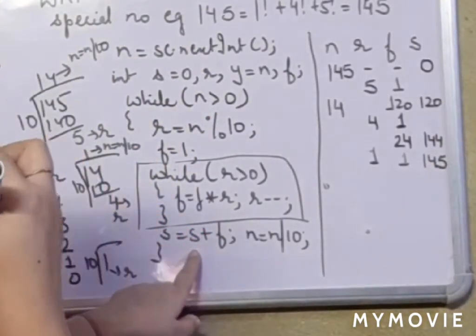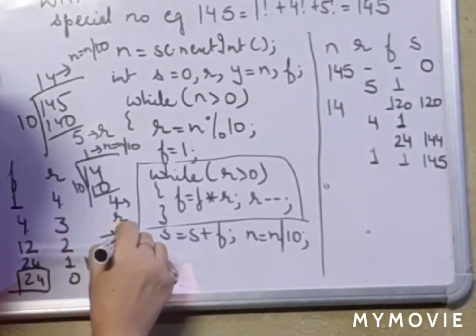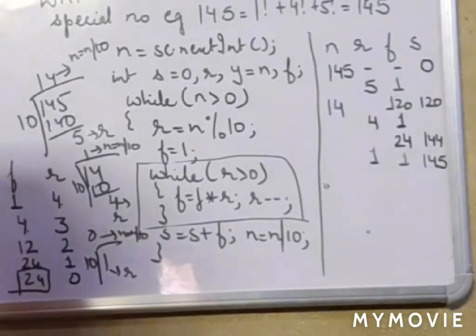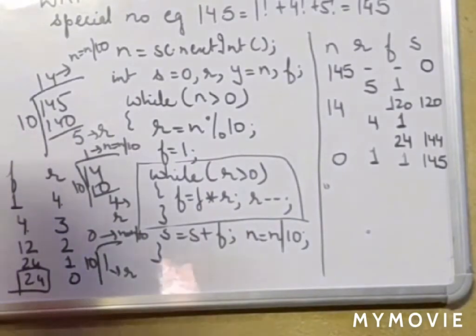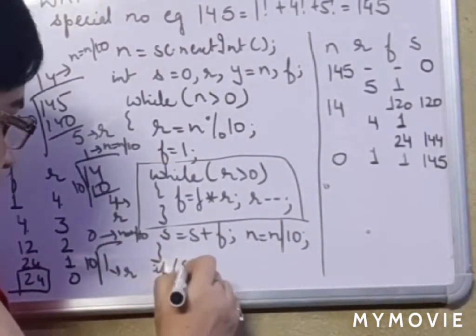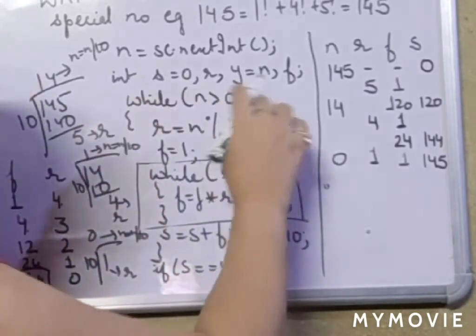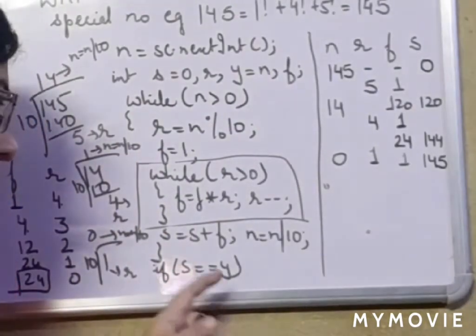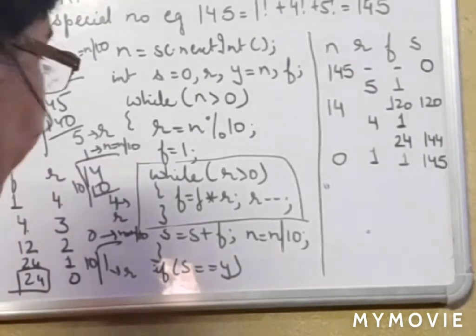So now we have got here 145, and n is equal to n divided by 10. Will go and catch the quotient. Do we have any quotient here? No, it is 0. So the value of n has become 0, and your loop finishes. So at the end of the program, we are going to check if s is equal to y. Because n has become 0, its copy already is present with y. Where we can check if s is equal to y, so we can print it as a special number.